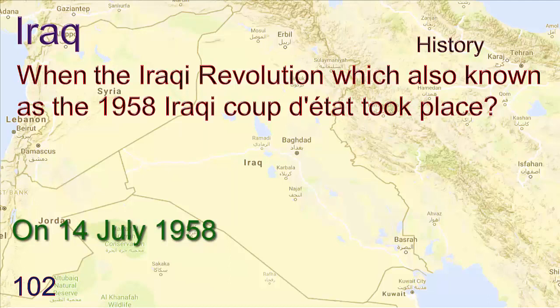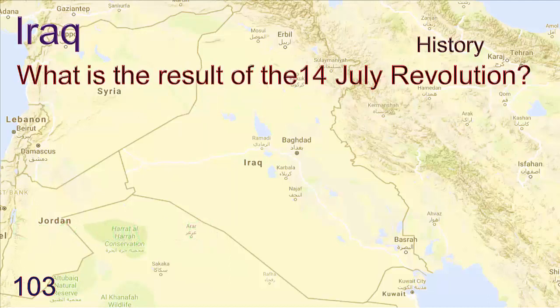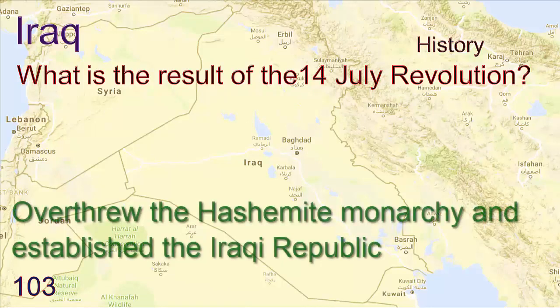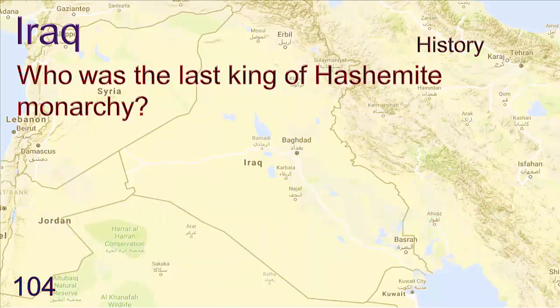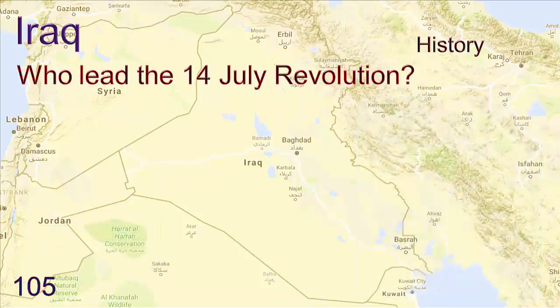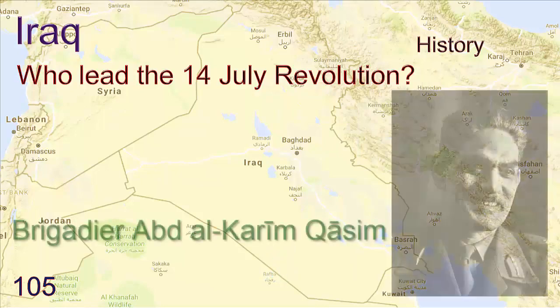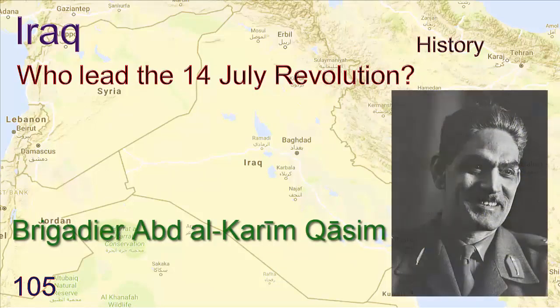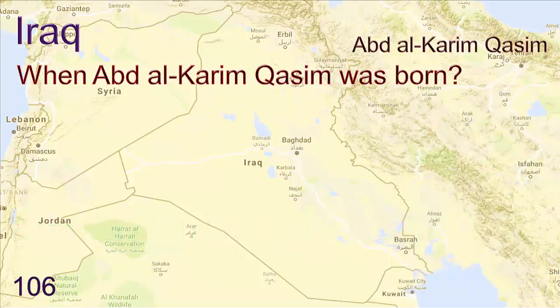When the Iraqi Revolution, which is also known as 1958 Iraqi coup d'etat, took place? On 14th July 1958. What is the result of the 14th July Revolution? Overthrew the Hashemite monarchy and established the Iraqi Republic. Who was the king of Hashemite monarchy? King Faisal II. Who led the 14th July Revolution? Brigadier Abdul Karim Qasem.